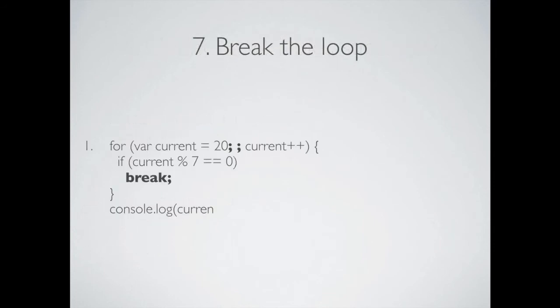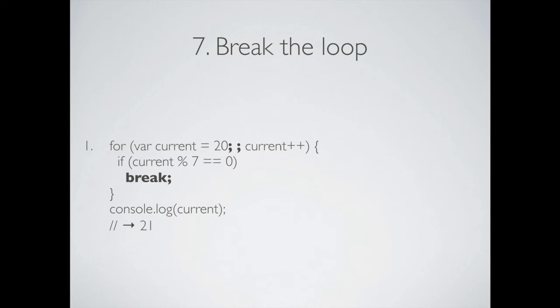The next point we want to talk about is how to break the loop. Use the keyword break, obviously. So here is an example. We have a for loop here. The variable current equals 20. The second part is empty. That means there is no condition check, so the loop will repeat forever, right? And then the increment is plus plus, which means add 1 every time.